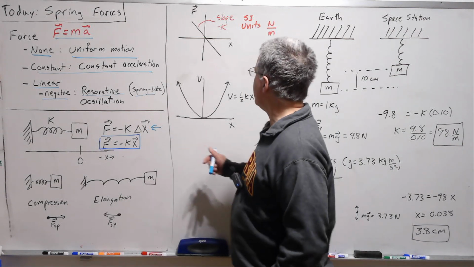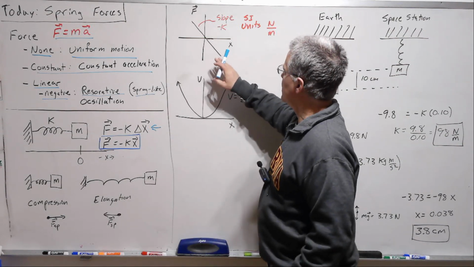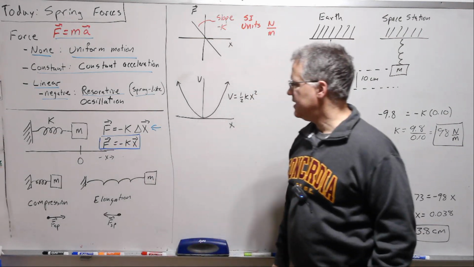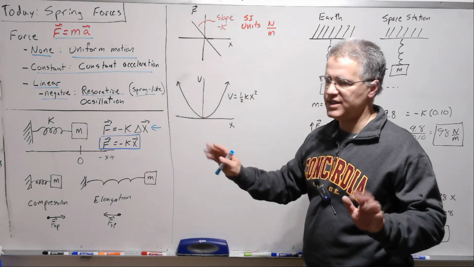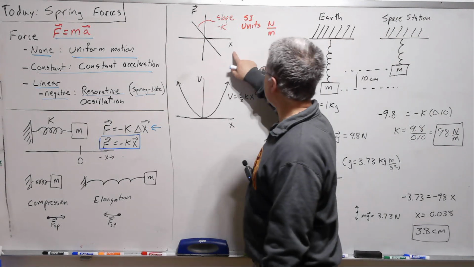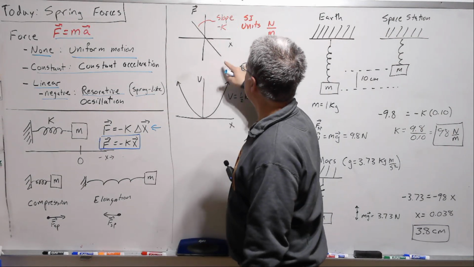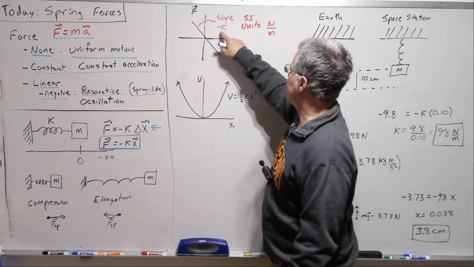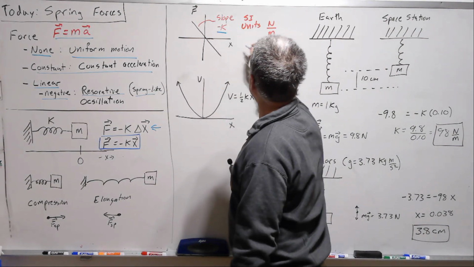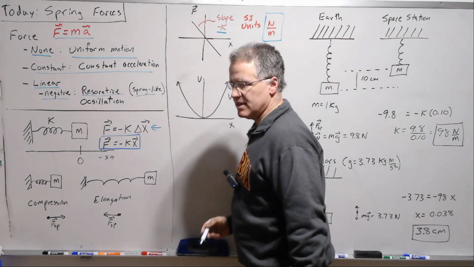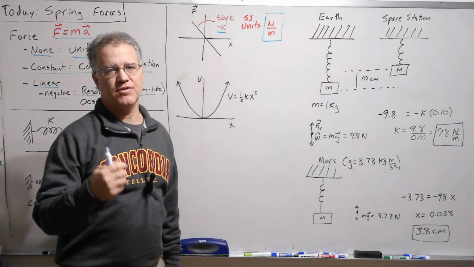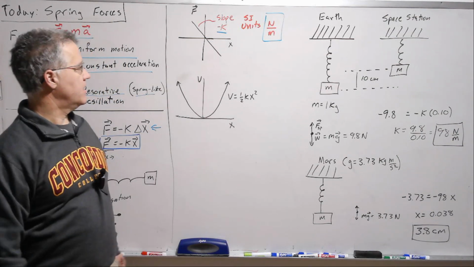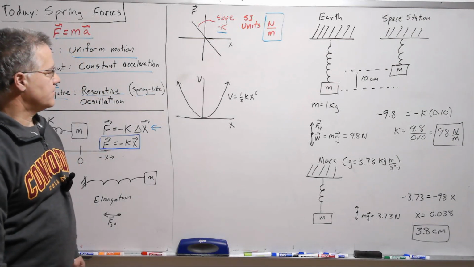Let's put this in graphical form. So F equals minus kx, if we just stay in one dimension here. So we'll plot this position. The force then is a linear function, and the slope is k. In SI units, that's newtons per meter, so the number of newtons it takes to either compress or elongate the spring by 1 meter.